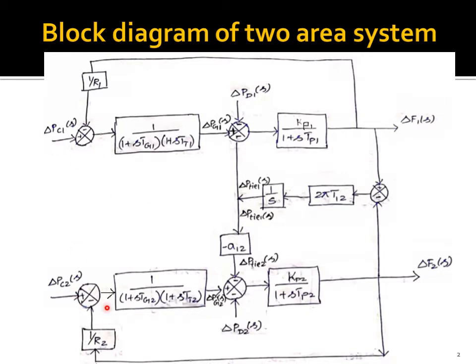PC1 and PC2 are the speed changer settings, and your PG1, PG2 are the power generation of your area 1 and area 2, and PD is your power demand, and this is the block for your tie line power. And this will be a governor turbine block, and this will be a power system with load block. So this will be your whole block diagram for the two-area system.